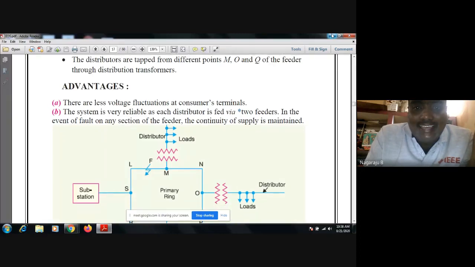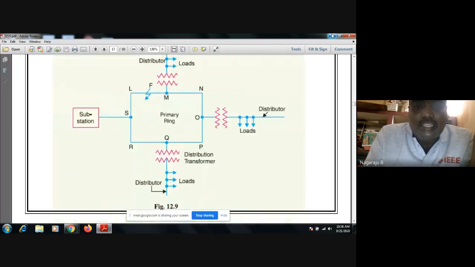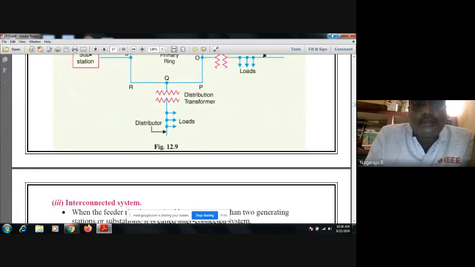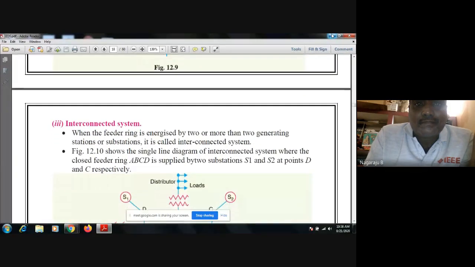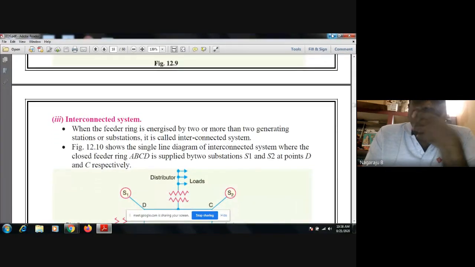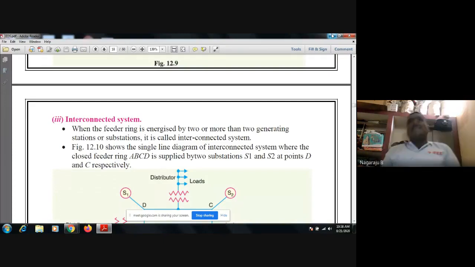So this is about the radial main type. This also has some power losses. Because of those power losses, I will go for the integrated type, which has a radial type and a ring main type.